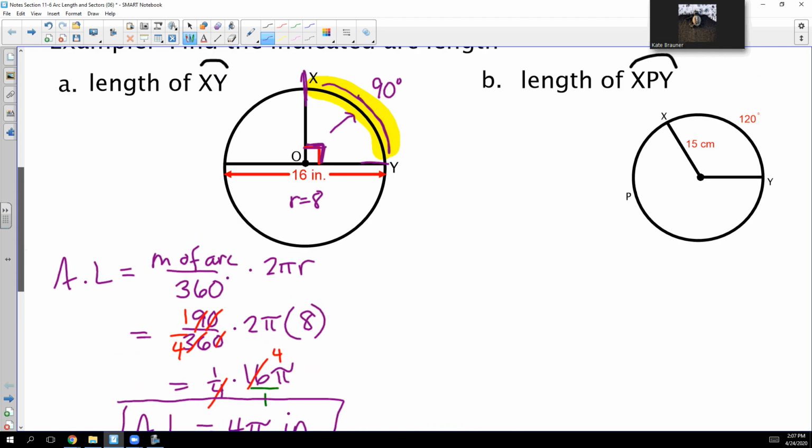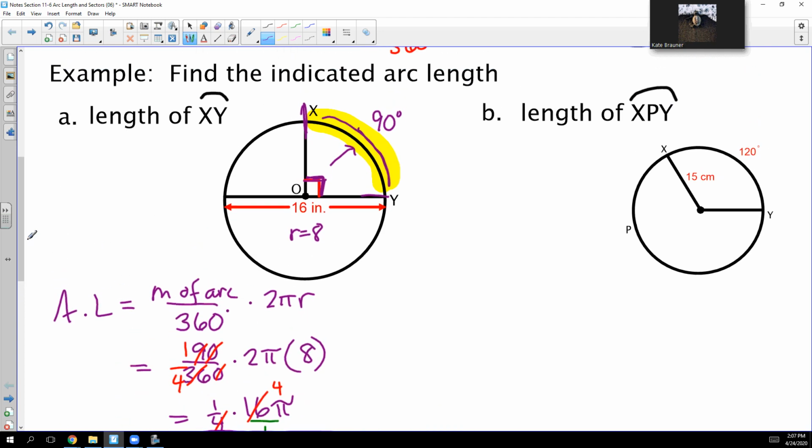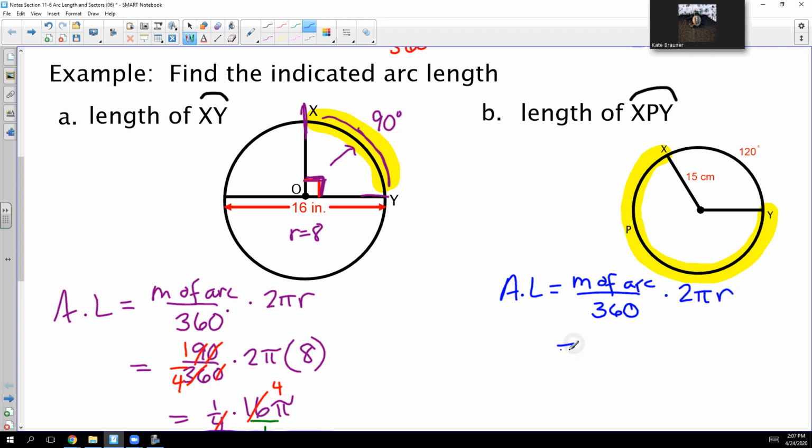Now let's take a look at the next problem, B. We're going to find the length, not the measure of an arc, but the length of arc XPY, which is here. Let's start at X, work around the circle through P until we get to Y, which is a totally different arc. Remember, that's a major arc. Again, we're going to use arc length is equal to the measure of the arc divided by 360 times 2 pi r. We know the radius is 15, but we don't know the measure of arc XPY. That's the unknown quantity that we're looking for.